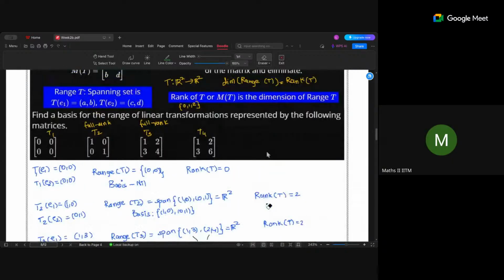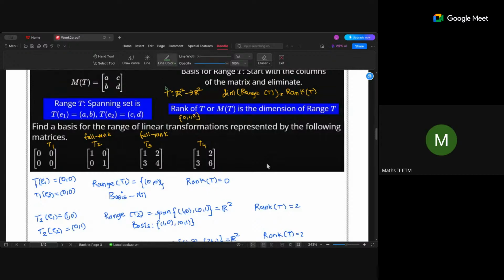Yeah, determinants. Can you tell me what the determinants of the matrices given here are? Let's say the determinant of A1 is 0. What is the determinant of A2? One. What is the determinant of A3? 4 minus 6, minus 2. And the last one, A4, has determinant 0.